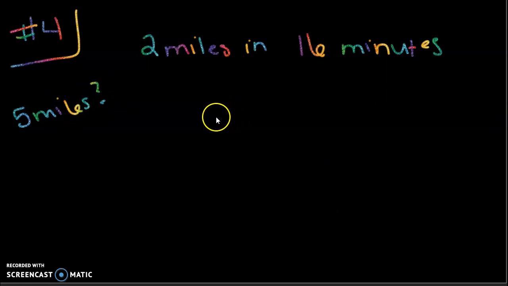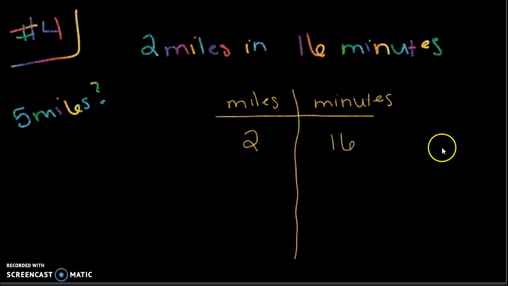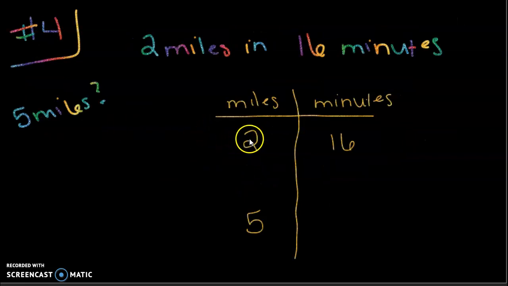So how long will it take him to run 5 miles? I'm going to make my T-chart. Let's start with the information I know. I know my miles and I know my minutes. I know that for every 2 miles he can run 16 minutes. But what I don't know is how long it will take him for 5 miles. So this is probably the more complicated part. I can't just do one procedure like here. I can't just divide one number or multiply one number to get from 2 to 5.